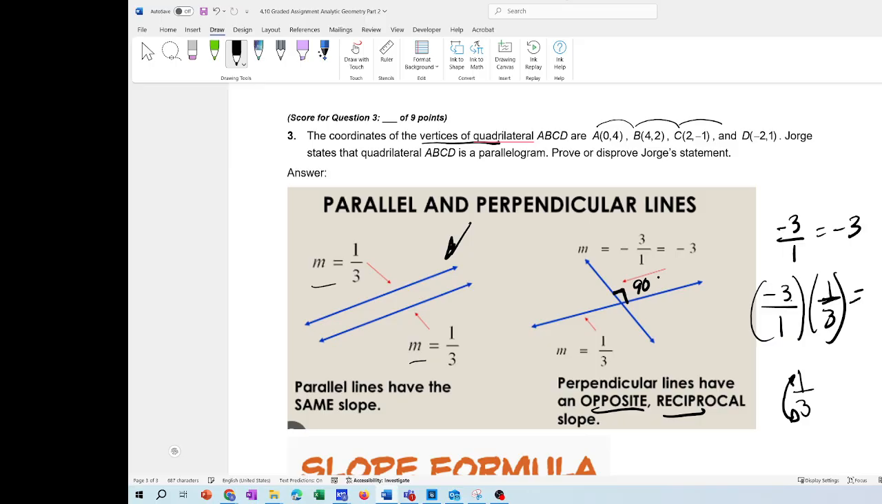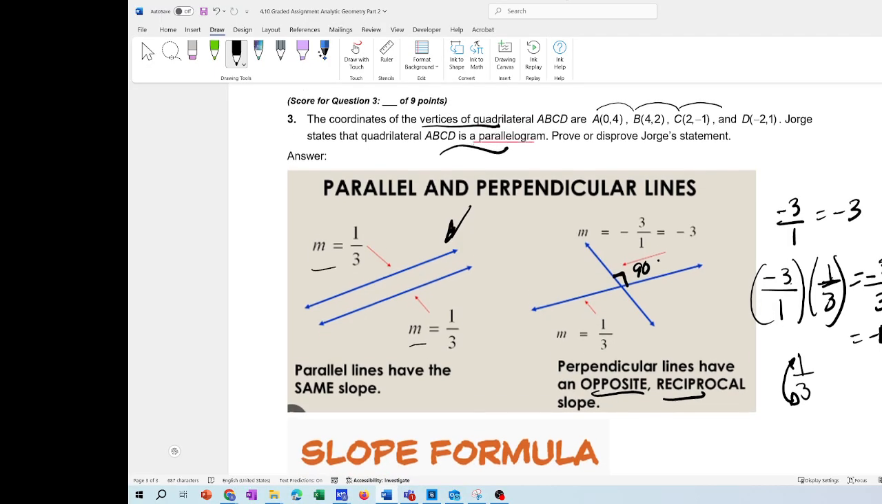So -3 times 1, -3, right? 3 times 1, 3. I simplify. -3 divided by 3 is -1. Okay? So if multiplying gives you a -1, that means that they're reciprocal and opposite. If they don't give you -1, that means they're not. Okay? So in this case, what we're going to prove is that it's a parallelogram. Parallelograms do not form 90-degree angles. Okay? We're going to graph it right now, and that's what we're going to do.